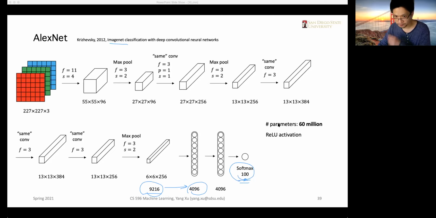And the number of parameters, if we compute it, is actually pretty huge. It's like 60 million parameters used. And that's a lot of parameters.